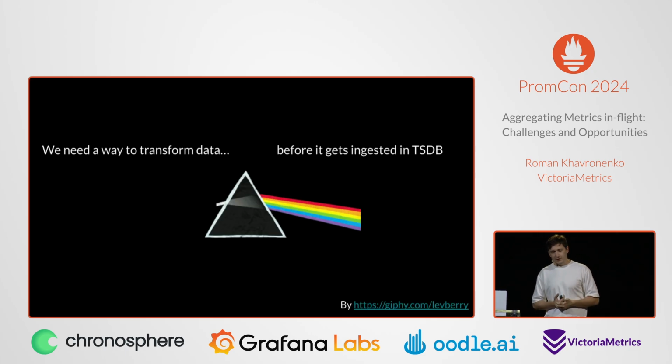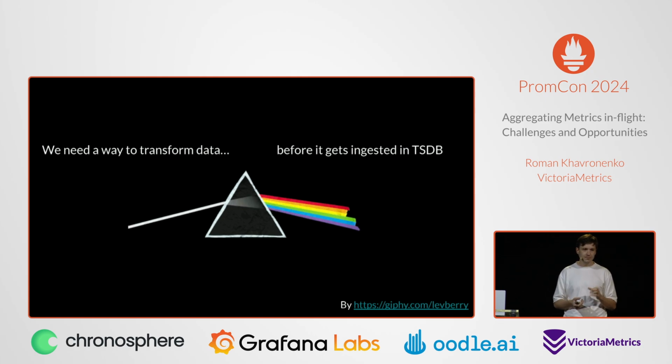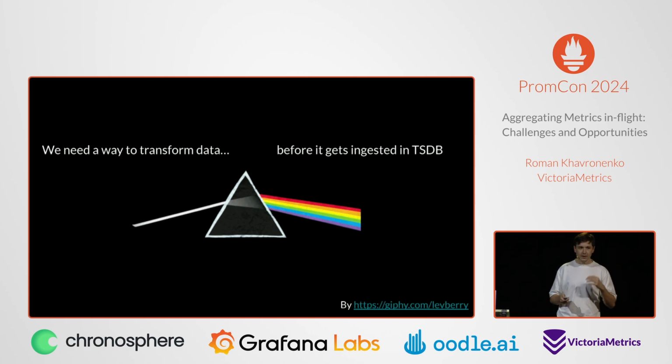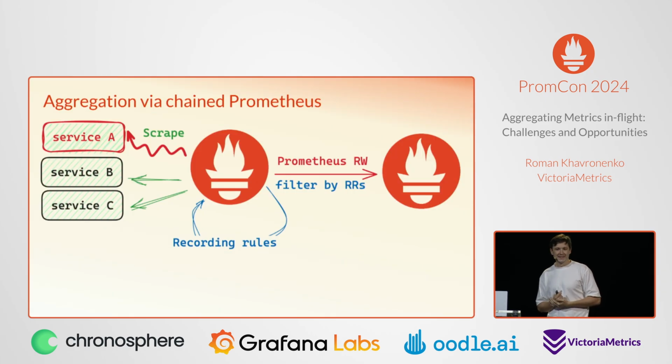What would be great is to have some solution which will help us to extract the information we actually need from the whole data stream, to extract only that data, or in that form, that will be useful for us or for users. Something in the middle between your clients, between exporters, between applications, and your time series database. How can we do this? Well, we can use Prometheus.